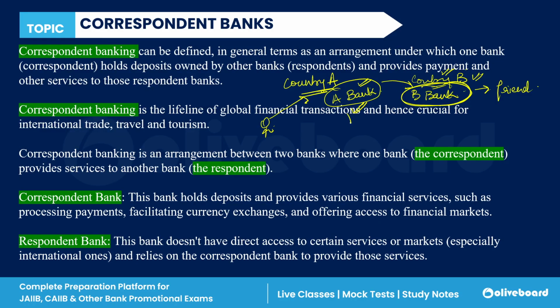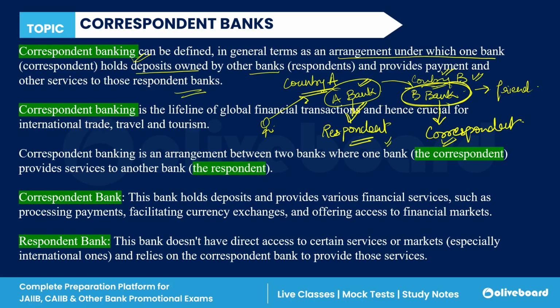Now this means my bank is known as the respondent bank, which is actually in need of the banking services. And the partner bank is called the correspondent bank, which is actually performing the functions on behalf of the respondent bank. The arrangement between these two is called correspondent banking. So just write it down. It is defined in general terms as an arrangement under which one bank holds deposits owned by another bank and provides payment and other services to the respondent bank, right?